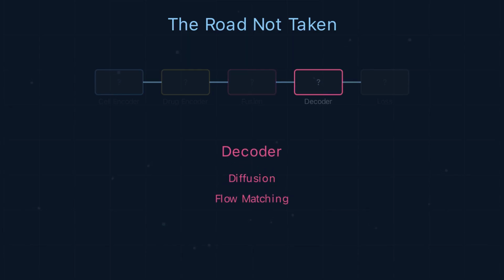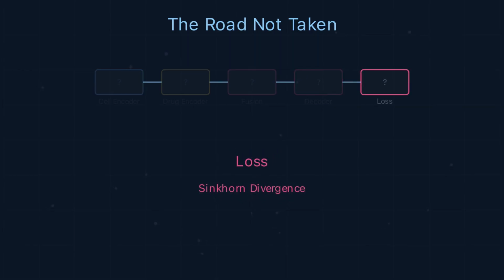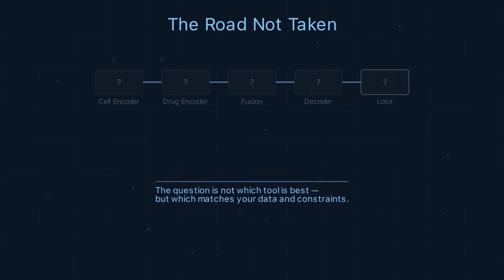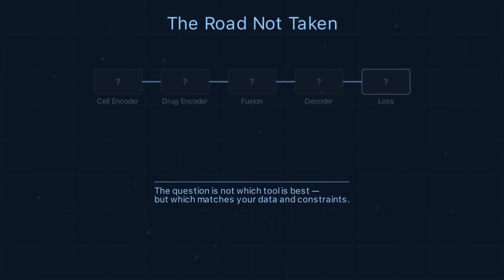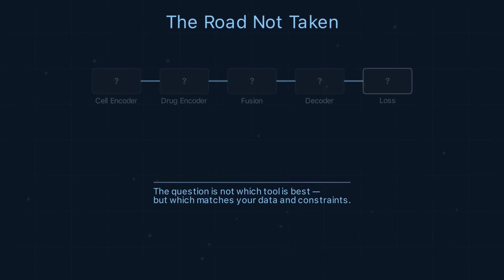Cross-attention instead of concatenation. Diffusion models or flow matching instead of VAE. Sinkhorn divergence instead of earth mover's distance. The question is not which tool is best in the abstract. It's which tool matches your data, your compute budget, and your interpretability requirements.